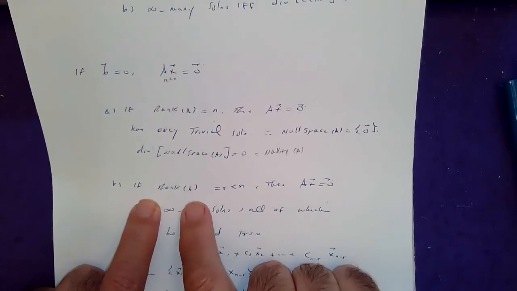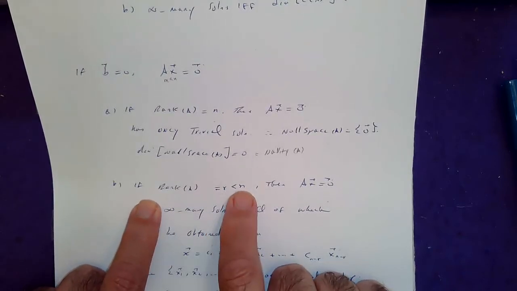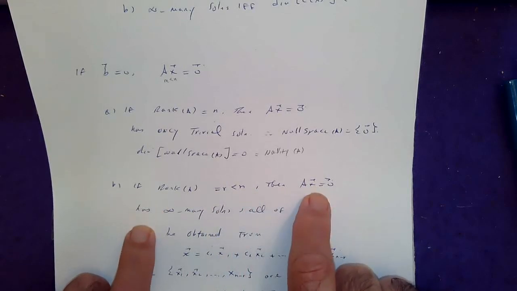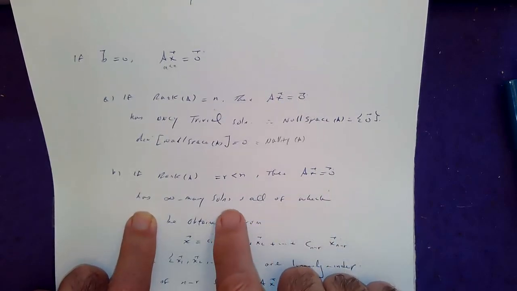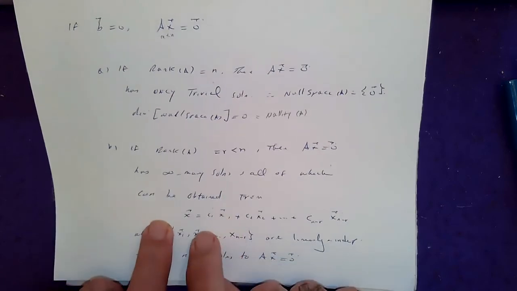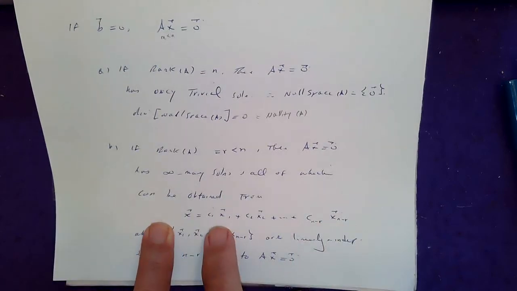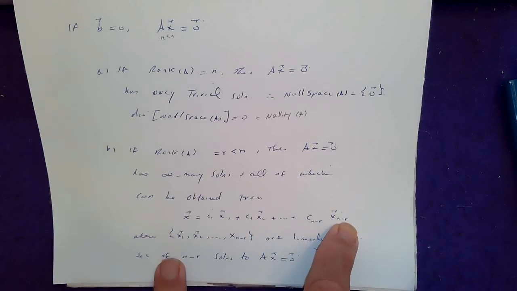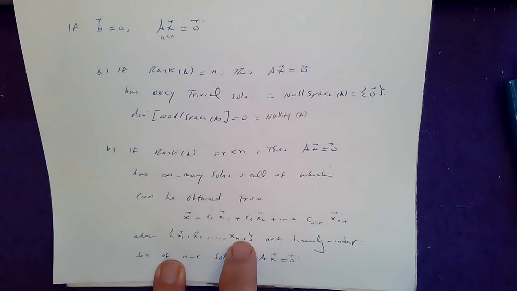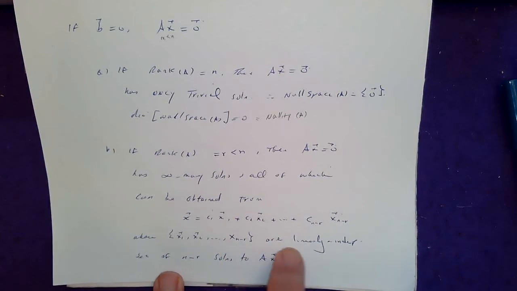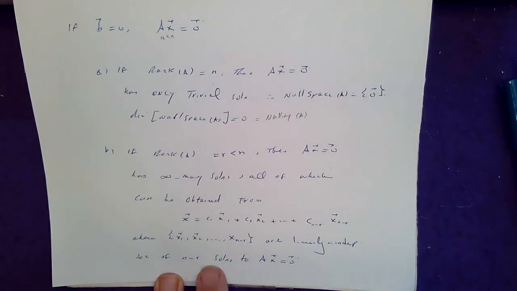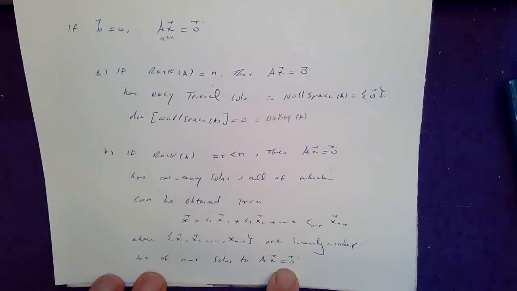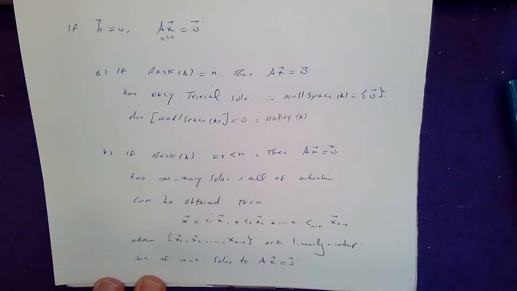On the other hand, if the rank of A is r, but r is less than the number of variables in your system, then the homogeneous system of equations has infinitely many solutions, all of which can be obtained by writing the linear combination of all those vectors up to and including n minus r. In other words, these vectors are a linearly independent set of n minus r solutions to your homogeneous system of equations.